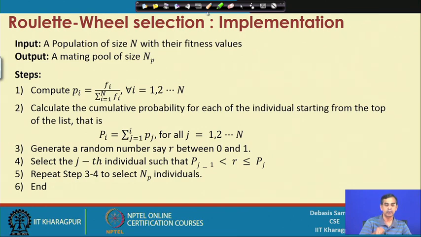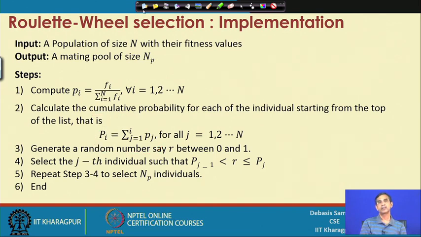There are a few steps involved. As we have said already, the input is the n individuals in the current population and the output is that we have to select np individuals out of n for mating. The first task is to compute pi for each, given the fitness value fi. The next step is to calculate the cumulative probability for each, using this formula: the sum from j equals 1 to i of pj for the ith individual, denoted by capital Pi. It is called the cumulative probability.